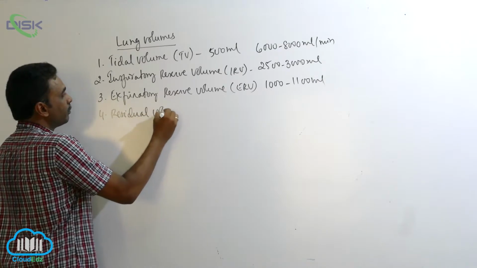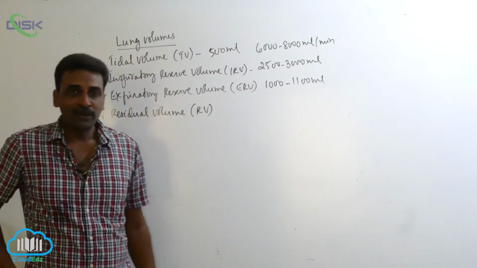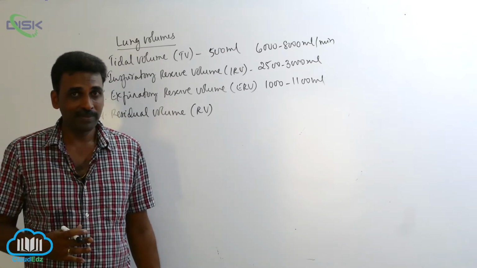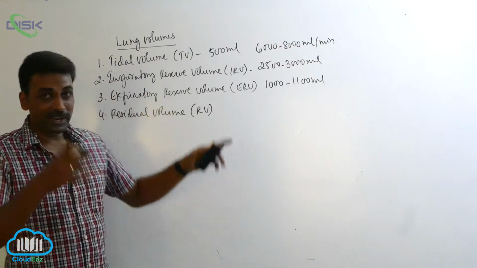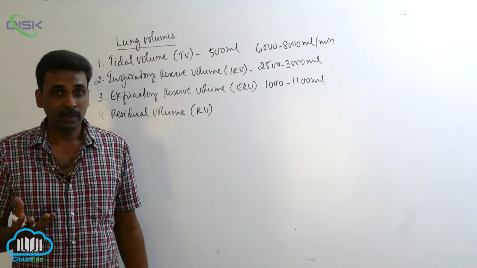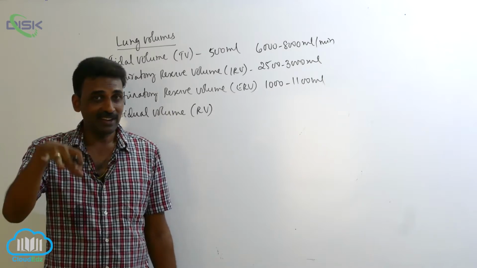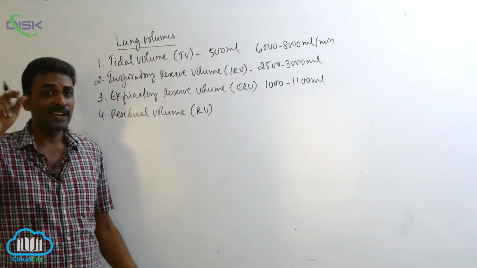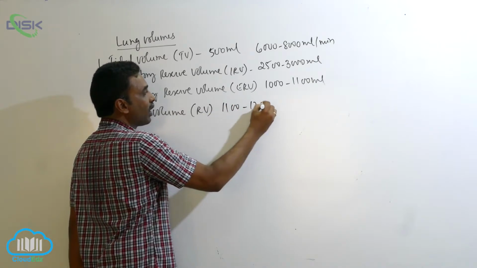Residual volume. Now I am breathing, quiet breathing, inspiration, expiration. Expiration is over. After expiration, forcefully I try to breathe out more air. Expiratory reserve volume also is gone. Some more amount of air is pushed outside. So after that forceful expiration also, there is some air left behind inside the lungs. That is called residual volume, the amount of air that is left behind in the lungs in all conditions. That is around 1100 to 1200 ml.